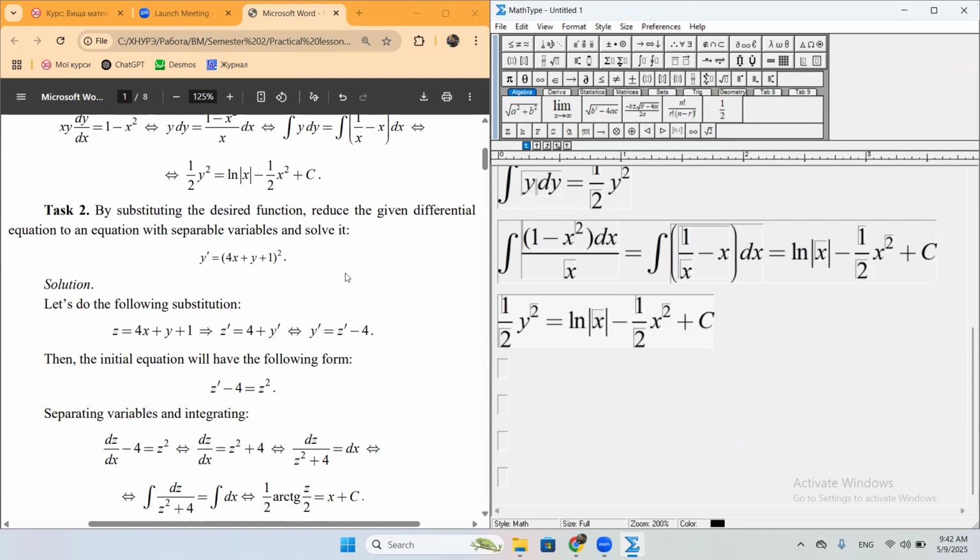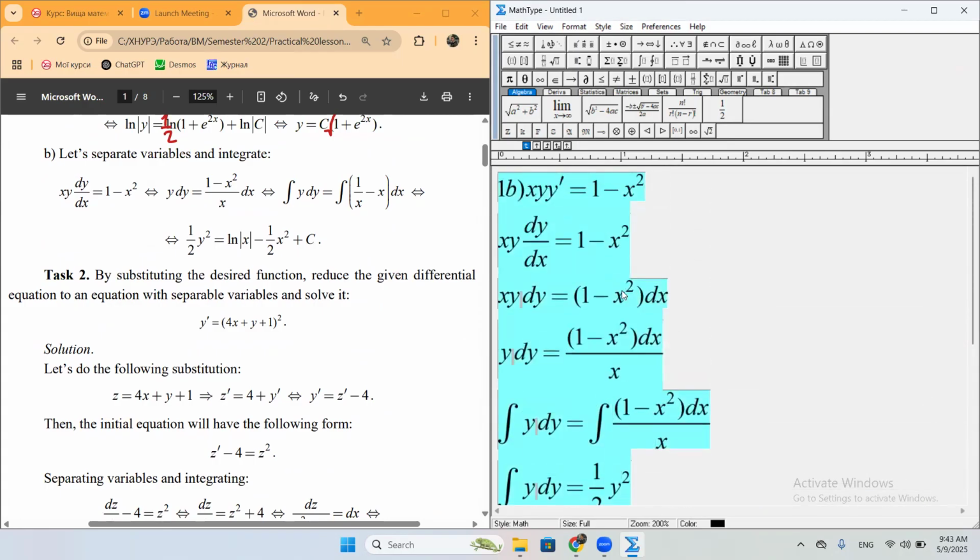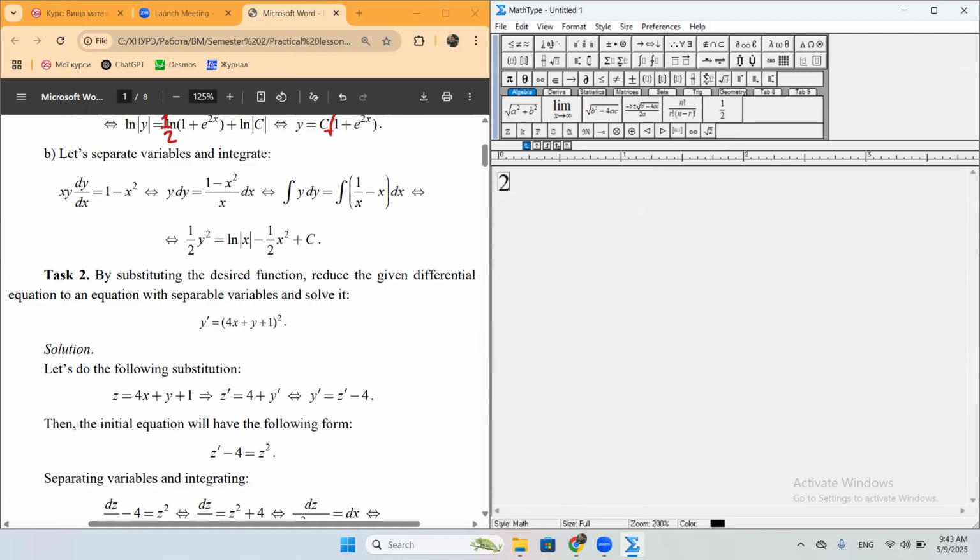So here we will solve the following differential equation using substitution. So let's first of all write down the equation. How to solve? Let me make the following substitution: z equals 4x plus y plus 1. And by the way, z is a function which depends on x.